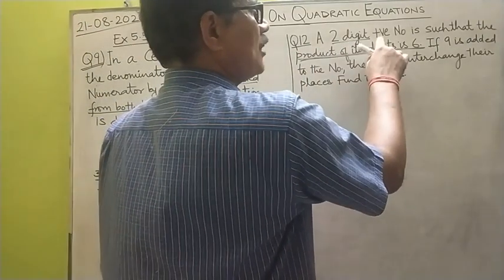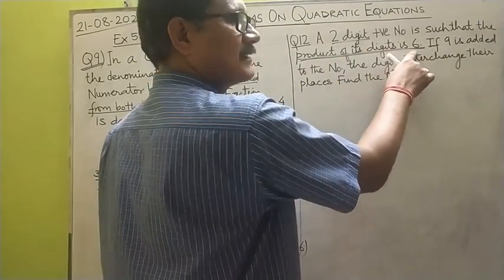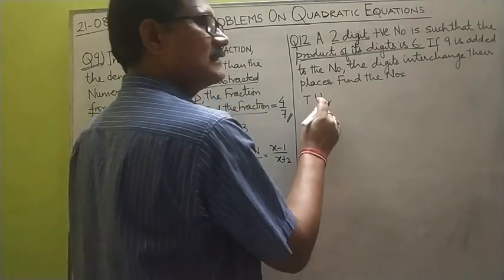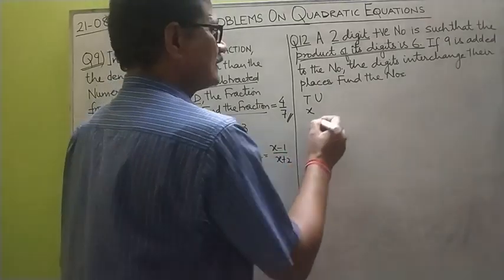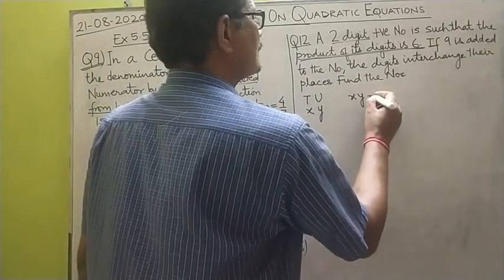A 2 digit positive number is such that the product of its digits is 6. That means if you have a 2 digit number with a unit place and a tens place, we take the tens place digit as x and the unit digit as y. According to the question, xy is equal to 6.